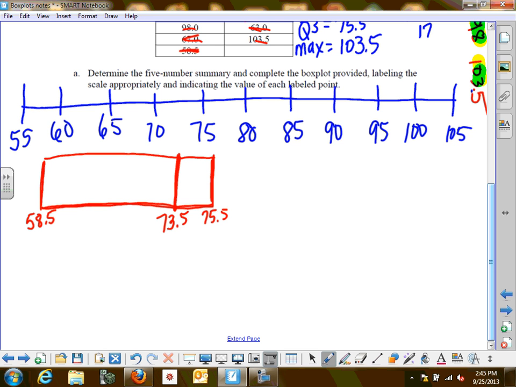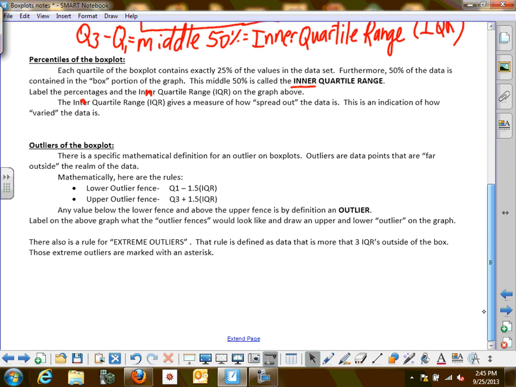There's an issue, though, of drawing your whiskers. We need to identify outliers. So that's the next thing. If you turn to the front, I kind of skipped going over this. There are mathematical rules for the outliers on box plots. So they actually have a mathematical rule.